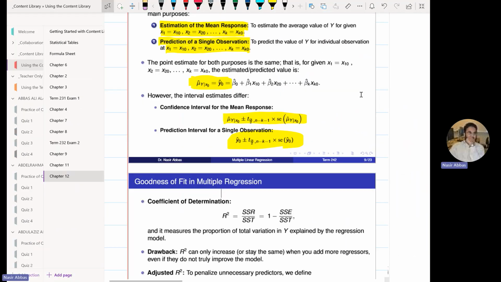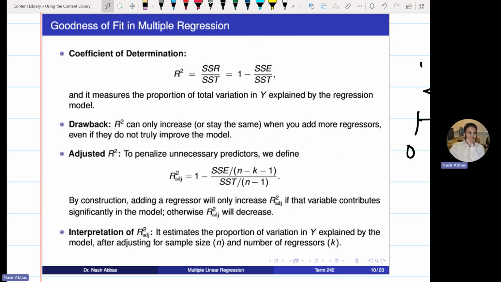Second last thing of this chapter is how do you measure if the regression is good or not? The old measure that we defined in chapter 11 was R square. What is the problem with R square? It can only increase or it stays the same. It never decreases. So when you add more regressors, even if those regressors are not contributing significantly, R square will keep going up. So that's why we make some adjustments to the formula of R square.